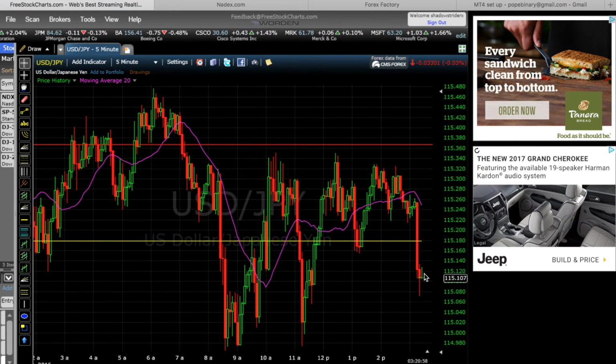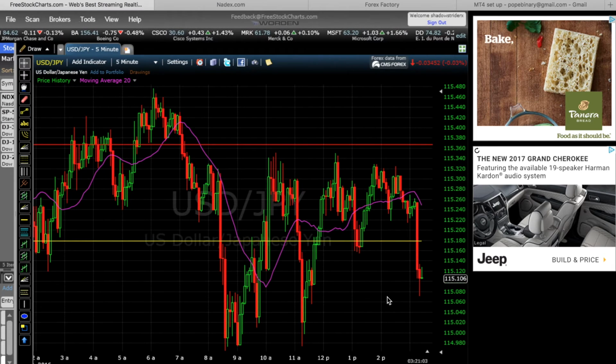The market never even touched my strike price. So clean trade, clean breakout candle, clean example. On to the next one.